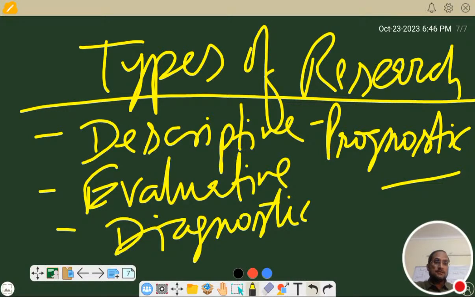We'll see each and every one of them, their characteristics, their merits and demerits in a short while. First of all, what is research? What does research mean?